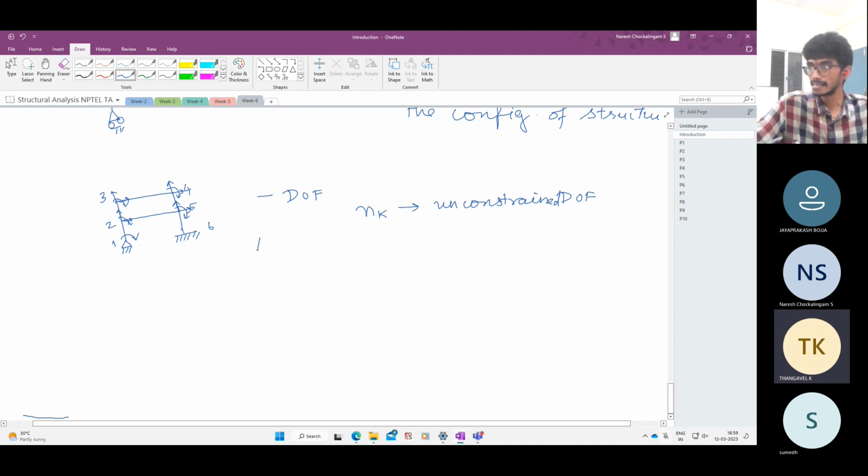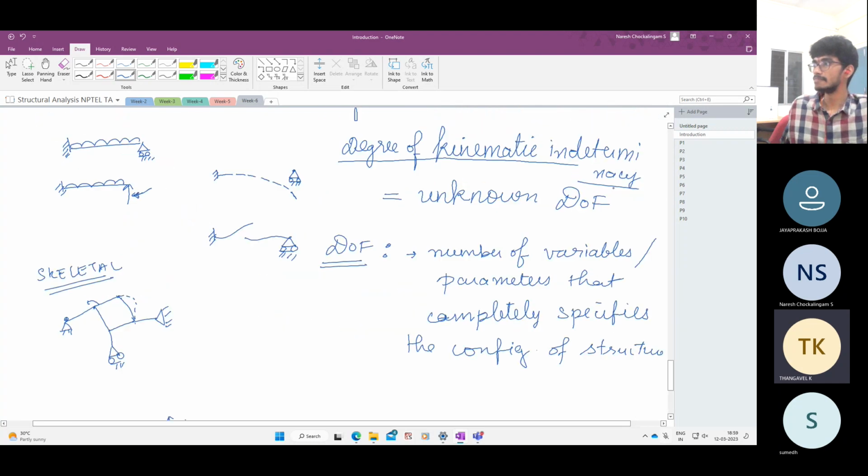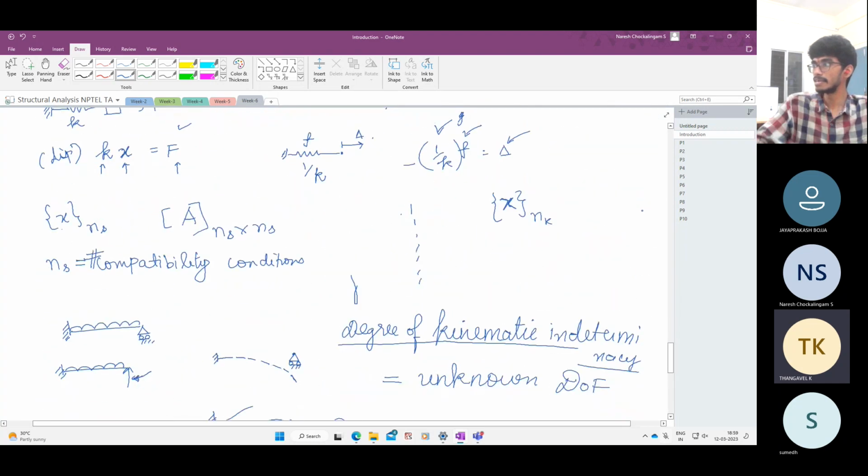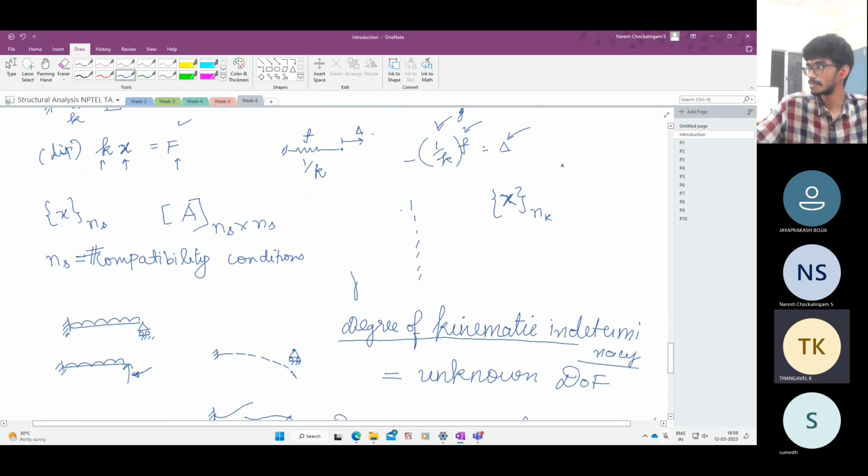Then I need at least, not at least, I need exactly nk equilibrium equations to determine them. So in the displacement method, the matrix system that we get will be nk cross nk.